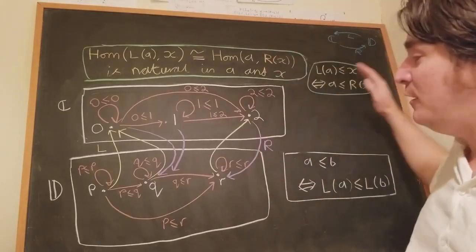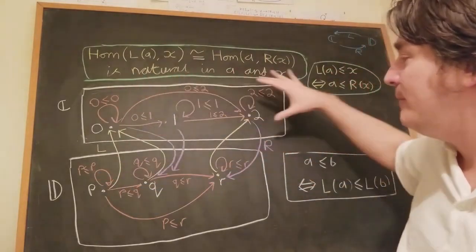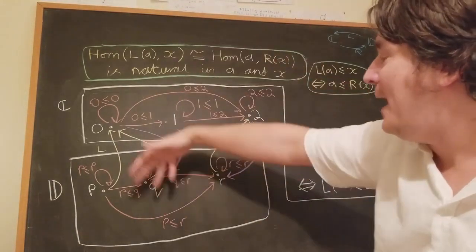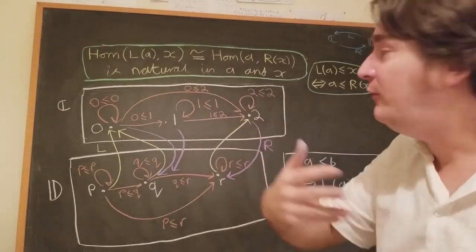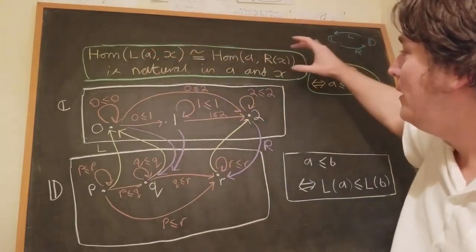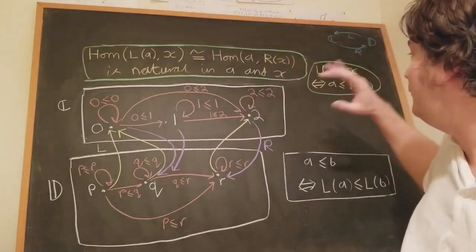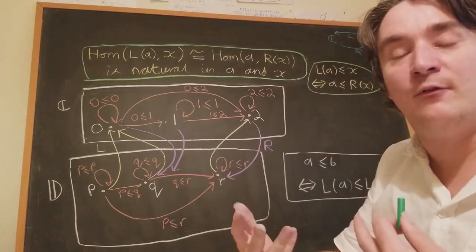So this condition, when it holds for every A in D and every X in C, it means that this functor L is the left adjoint to this functor R. And you can see that it has a very similar form to this sort of general definition of adjoint functors. So this is what adjoint functors between preordered sets look like.